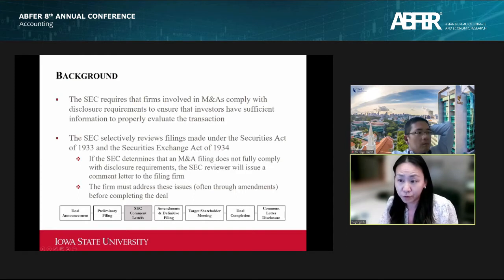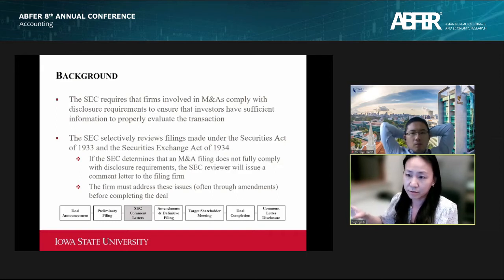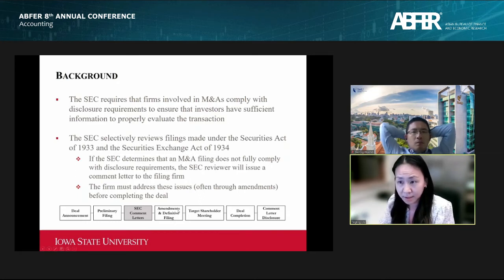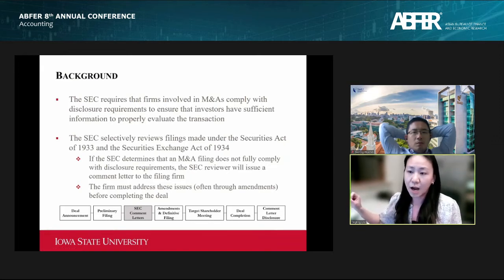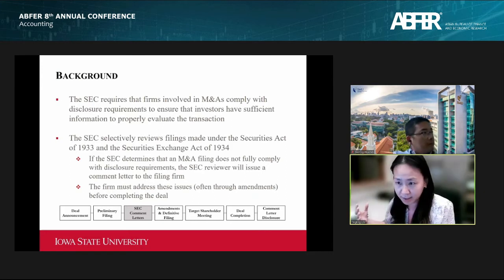SEC staff review those filings. They comment on some issues. They think this particular area needs more disclosure. I mean, they comment to the target firm managers, like you need to disclose the following information. So firms make amendments to their filings. The SEC has to clear the review process before the firm can issue the final definitive proxy statements. And that definitive proxy statement has to be made at least 2 weeks prior to the target shareholder meeting.